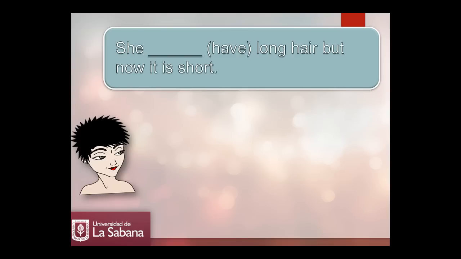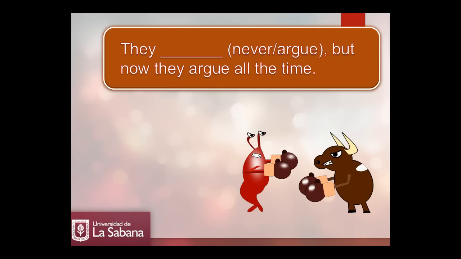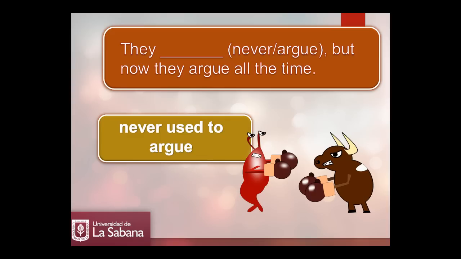Let's try another one. Once again, pause the video if you need more time. And when you're ready, you should get, she used to have long hair, but now it is short. How about this one? Remember that when you use never, the verb will be in the positive form even though the meaning of the sentence is negative. And when you're ready, you should get they never used to argue, but now they argue all the time.